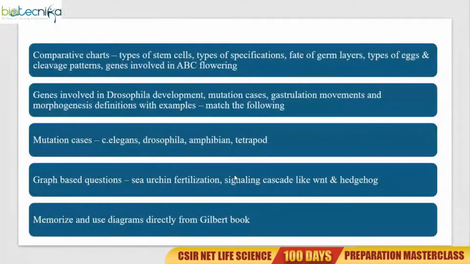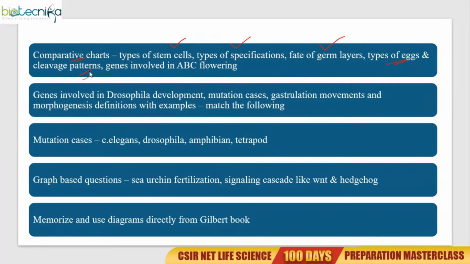never skip. So what are the ways you can remember it? Here also you can follow the same pattern, that is comparative charts. That is, when it comes to stem cells, the types of specifications, the fate of germ layers, types of eggs, what is their cleavage pattern. For everything you can create a table form.